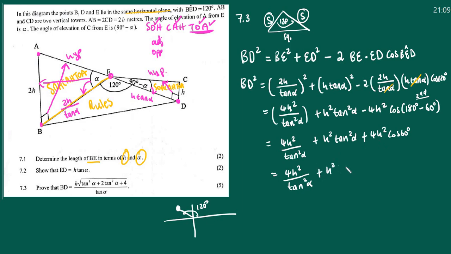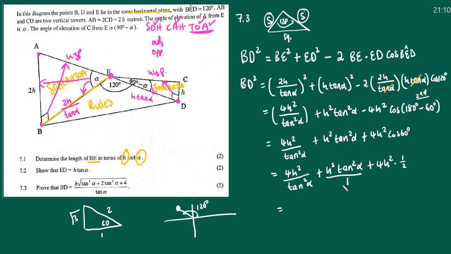And then we have h squared tan squared alpha, and then 4h squared cos 60, using the 1, 1, root 2 triangle and the 1, 2, root 3 triangle. This one is the 1, 2, root 3 triangle, and 60 is around here. So cos would be half. So this is times by half, right? And then what can we do? We can combine these two first. We can put this as all over 1.